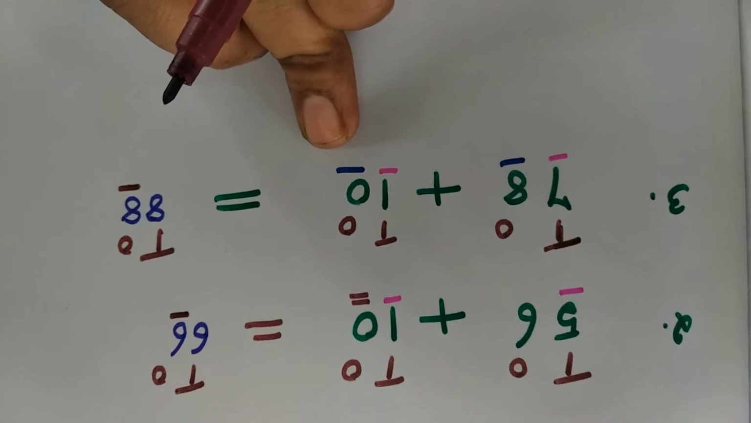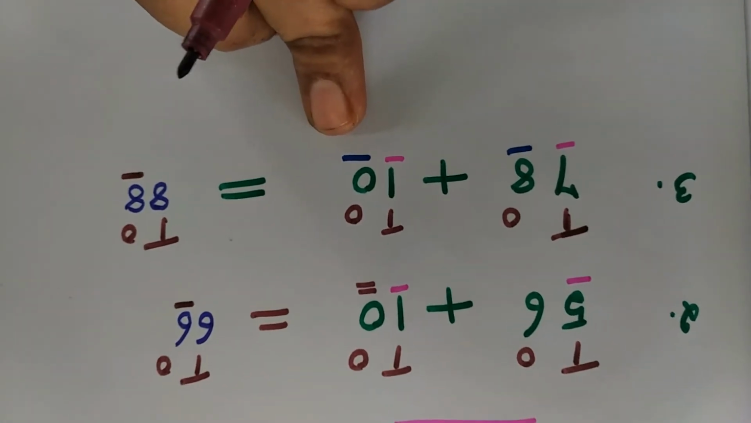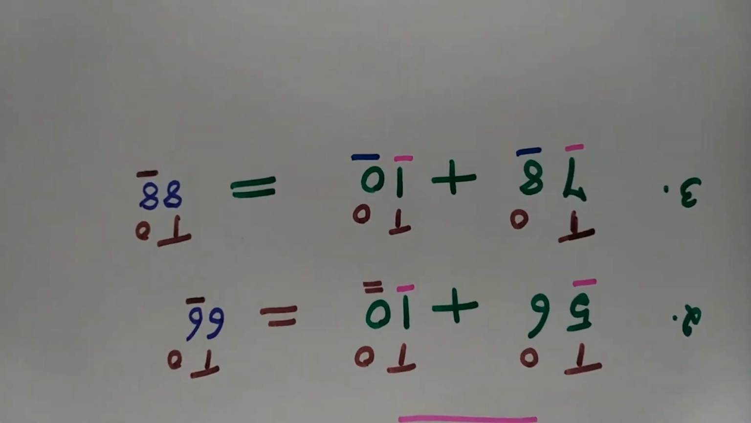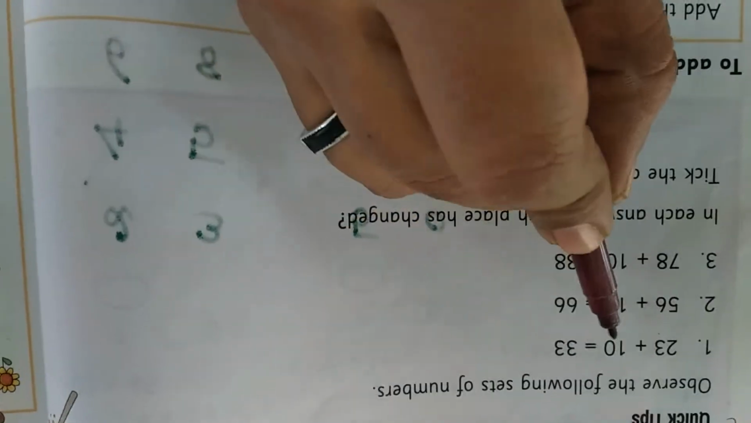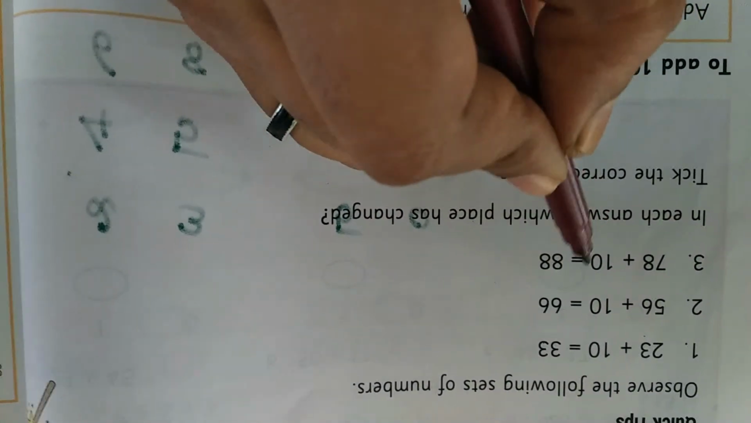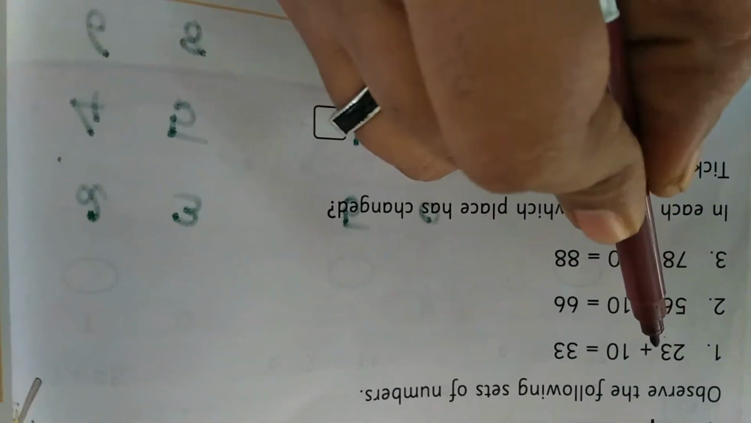Okay, everyone take your Max Studio book. Take page number 50. See here, the topic Quick Tips. Observe the following sets of numbers. We are going to see the following sets of numbers. And see here, I have shown them.